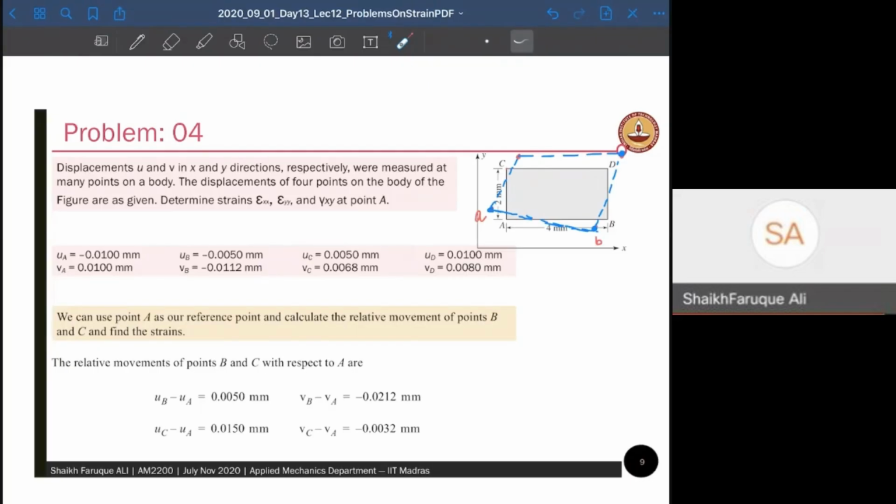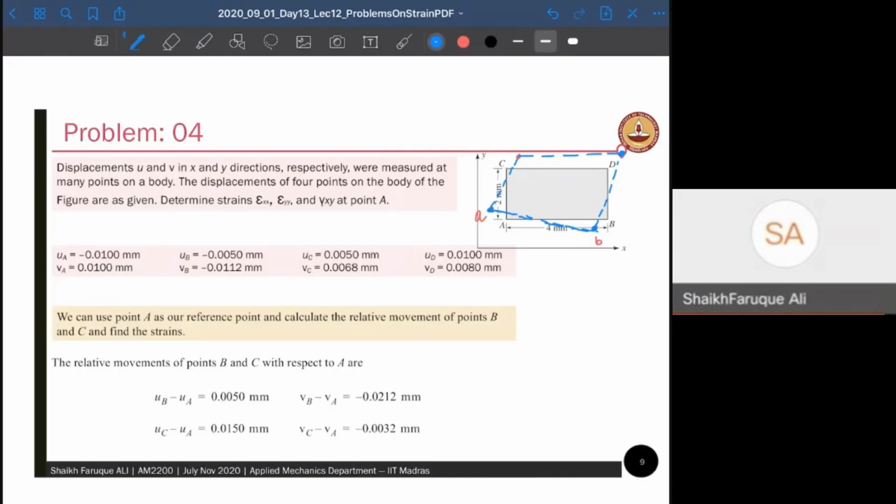And to find shear strain at A, I need to find how much C has moved with respect to A along X-axis and how much B has moved with respect to A along Y-axis. And then respectively, I have to divide with their lengths along X and Y-axis, and then we can get shear strain. So we have to use the formula that we have derived.